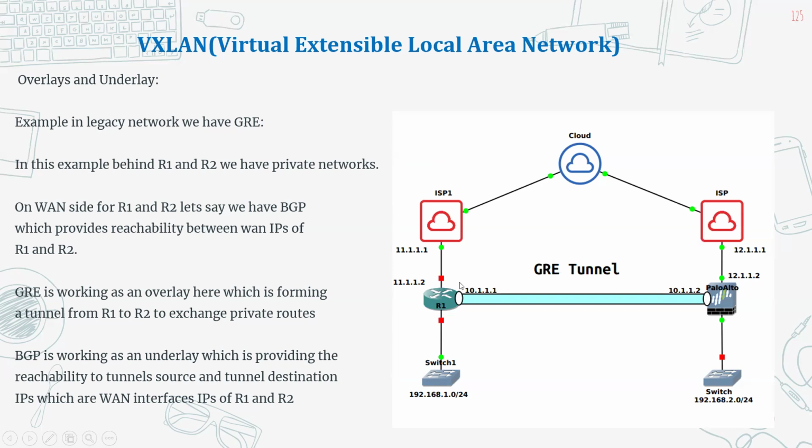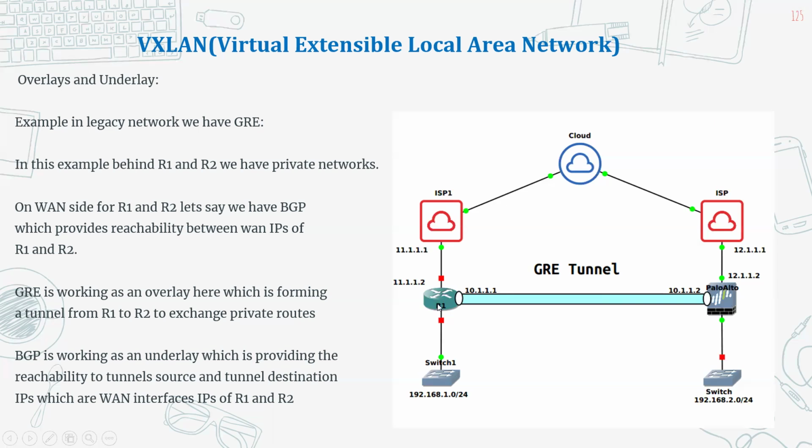You can see a simple example. We have router one, okay. On the right hand side, we have another device. You can consider any router, Palo Alto, like in this scenario. Then we have the ISP terminated on router one and this Palo Alto network on the right hand side. We have the ISP cloud in between.